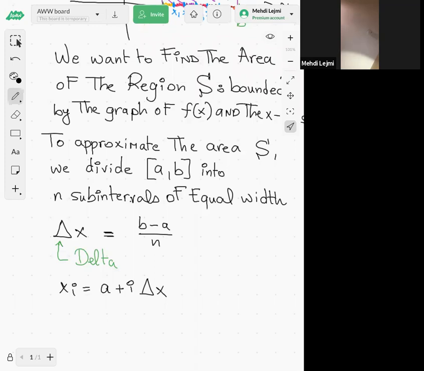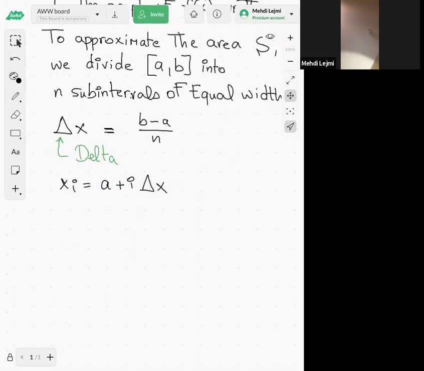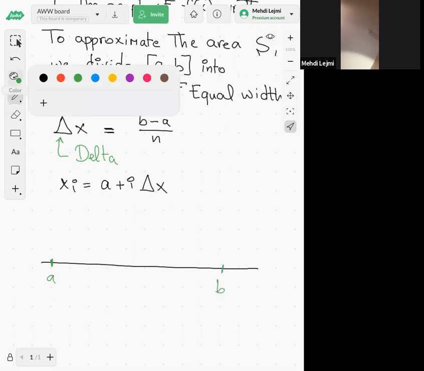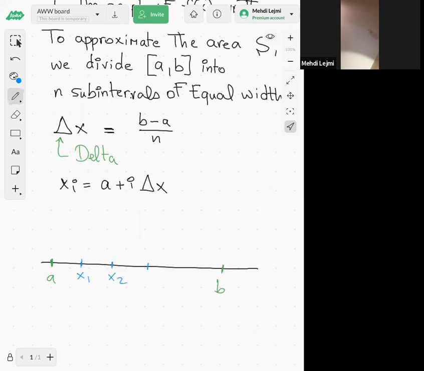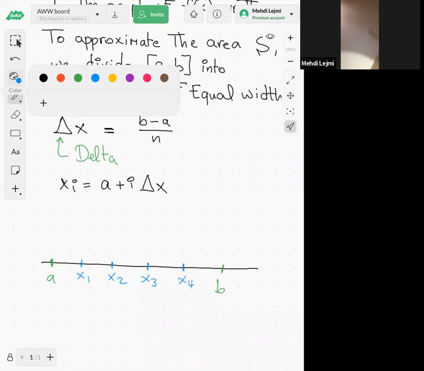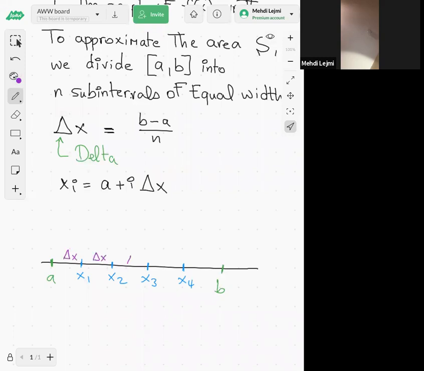So delta x is the width of my subintervals. Now the x subscript i, for example x1, here I have x1, x2, x3, etc. The x subscript i is equal to a plus i times delta x. It's very simple. Probably I can do a bigger picture here. This is your A, this is your B, and here's x1, x2, x3, x4, etc. The length of each subinterval is delta x.